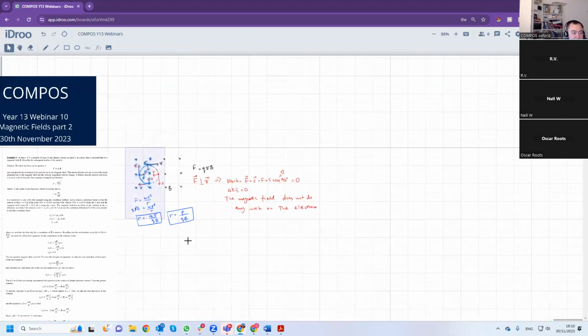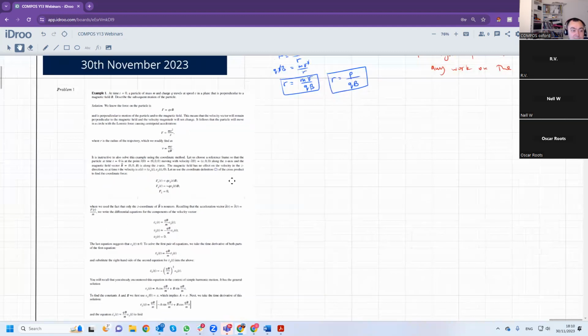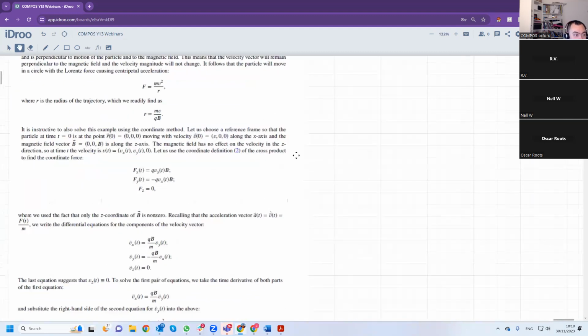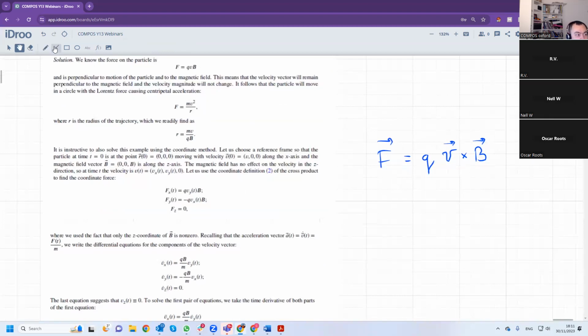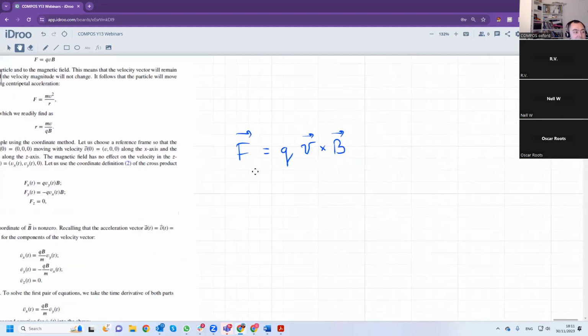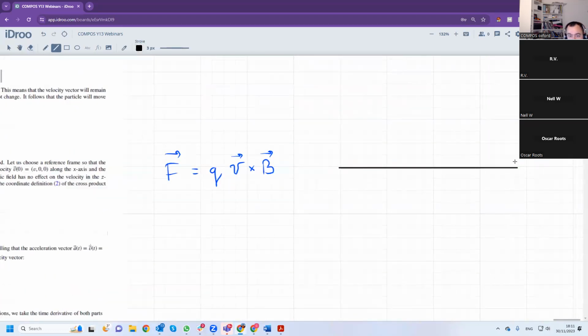So this is the easy side of things. What we are doing in example one is proving it using the coordinate method, the vector method. Right. So we know that the vector force is q v cross B. So we assume that the particle is moving along the x-axis. So we have a magnetic field. The particle is moving along the x-axis, with velocity v.